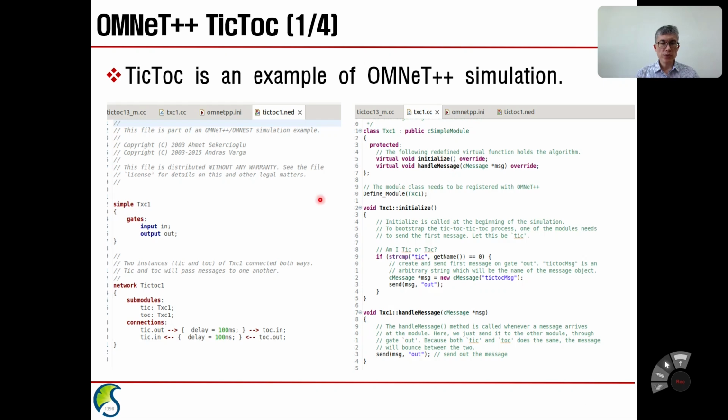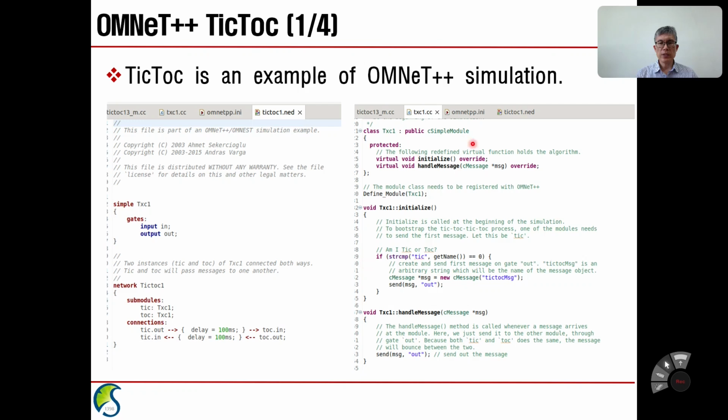If you install this tutorial, one typical example is TicToc. TicToc is an example of OMNeT++ simulation. You have a network description file, NED, and the actual OMNeT++ C++ code, .cc. We make a simple component, and then two simple components, Tic and Toc. Here, Tic and Toc, and then we make the connection, and then make the network composite component.